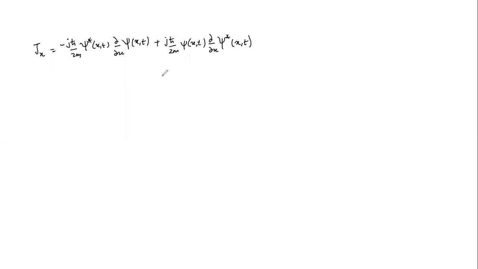Now, in the three-dimensional case, 3D, the current density of the probability current will be given as j h cross over 2m, the gradient of the function, j h cross over 2m.